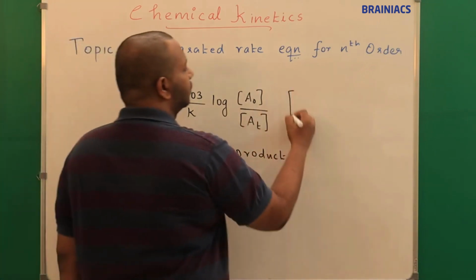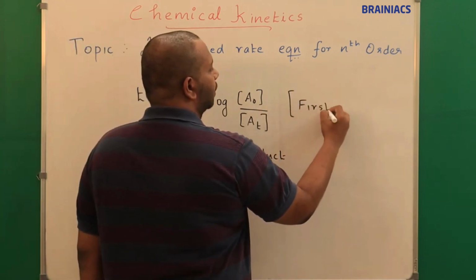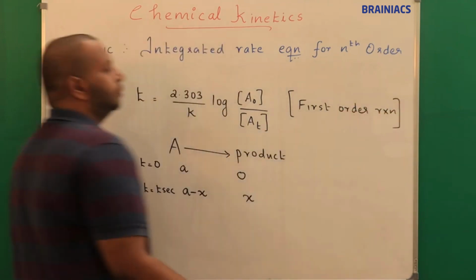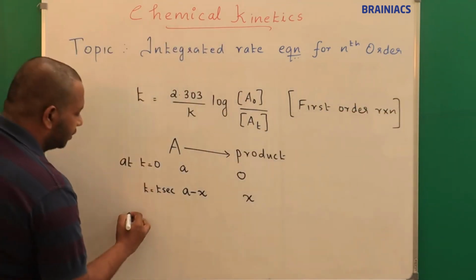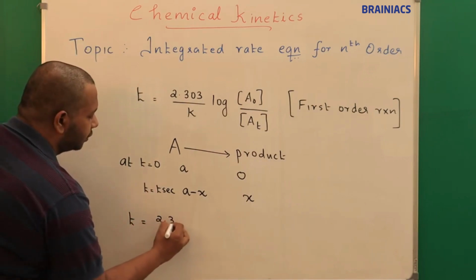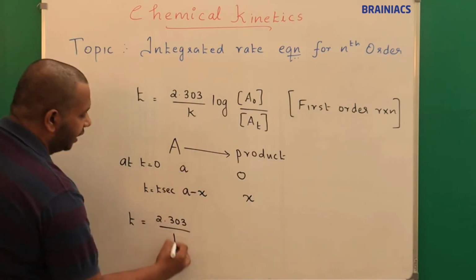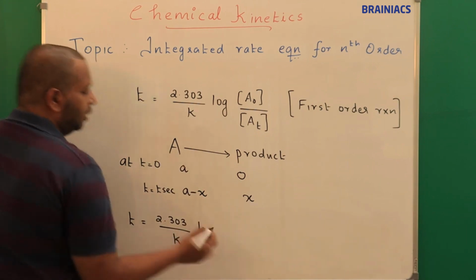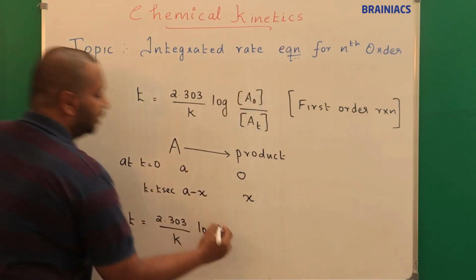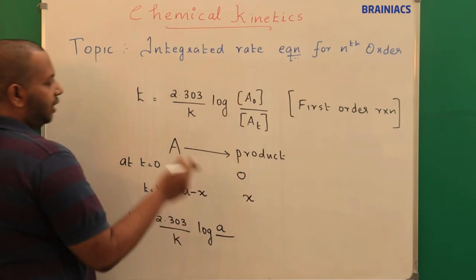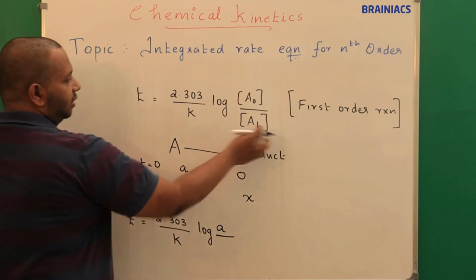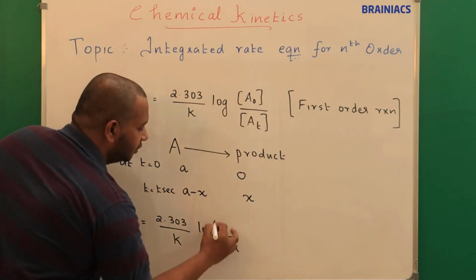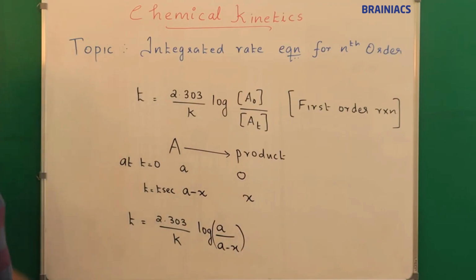Let me write here, this is a first order reaction, very important. Now I can write the same equation as t is equal to 2.303 by k, that is the rate constant k, log of the initial concentration A0, which here is A, divided by the final concentration at time t. What is the reactant concentration finally? A minus X. So this is another way in which you can express the equation.